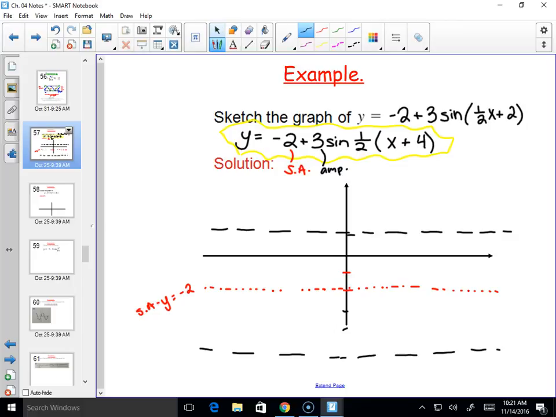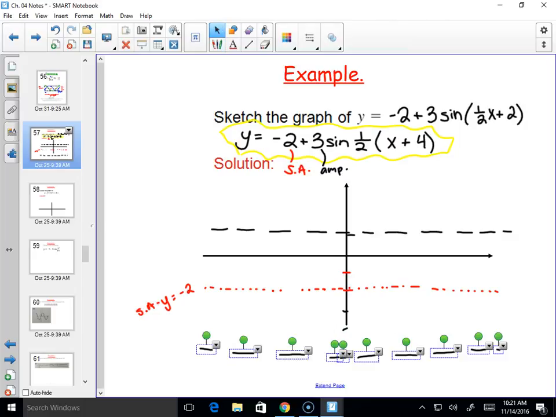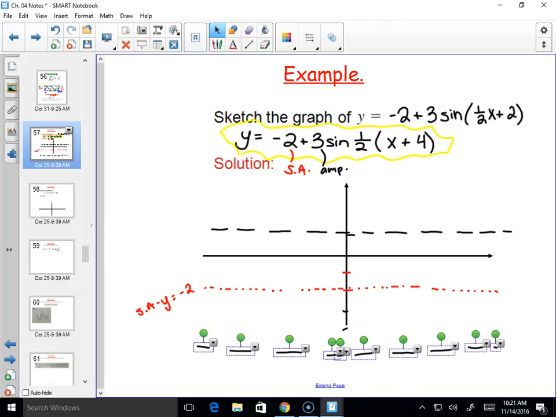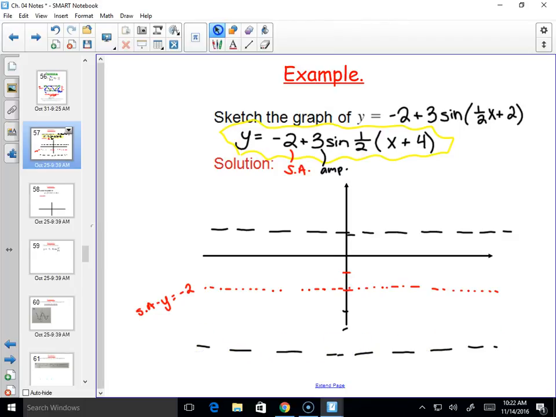Okay, have we shown the middle of the graph to be down 2? Yes. Have we shown the height and the depth of the graph needing to be up 3, down 3? Yeah. All right, sweet. Well, guys, we got that one.